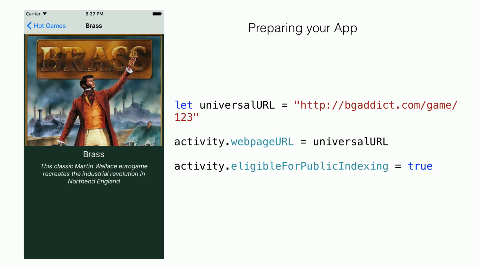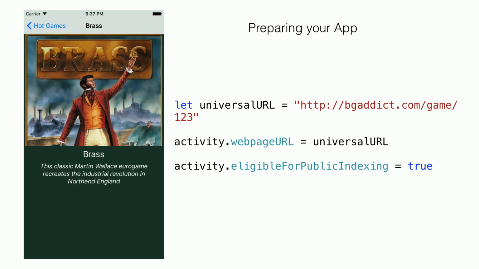So what eligible for public indexing does is, let me take a step back. When you click on a search result, Apple is on device recording that as a vote for that search result for that term. And so it can give you better search results in the future. It kind of learns and knows what you like. That's all private and kept on device.